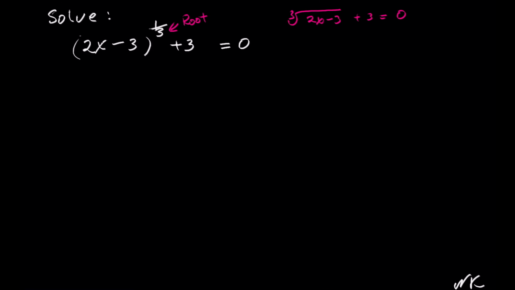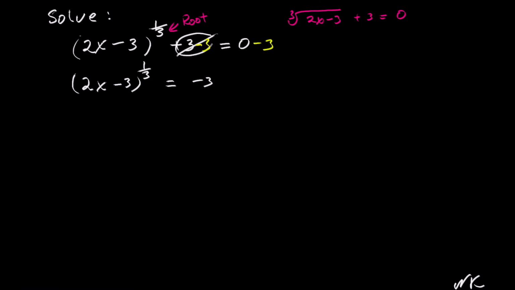You isolate the root on one side of the equal sign. So we have the cube root, or 1/3 power, plus 3 is equal to 0. In order to isolate this, let's do the additive inverse of positive 3, which is to subtract 3, and we have to do it on both sides. This gives us (2x - 3)^(1/3). 3 minus 3 adds up to 0, so we have (2x - 3)^(1/3) is equal to 0 minus 3, which is negative 3.